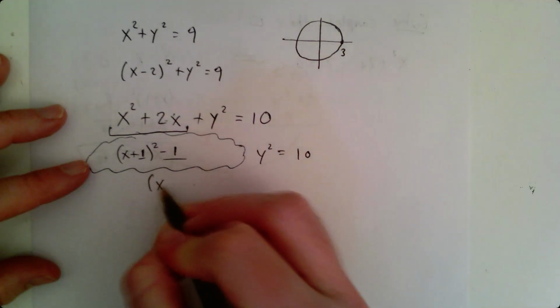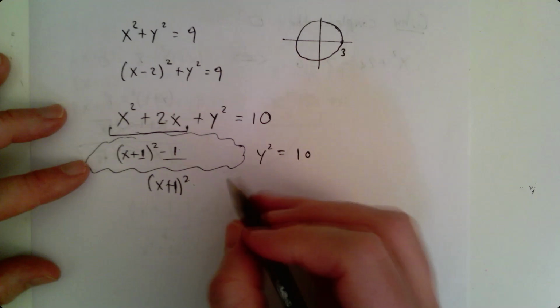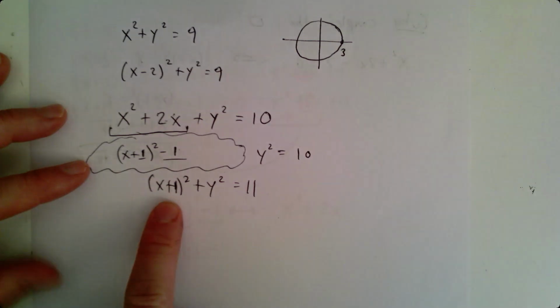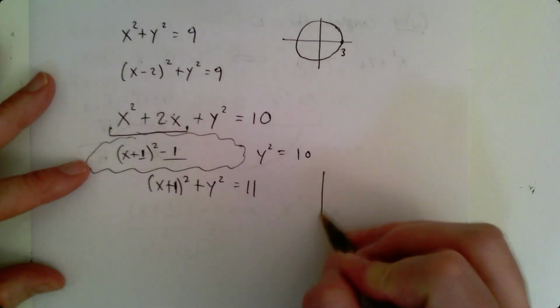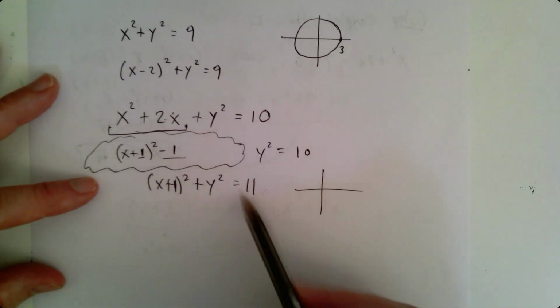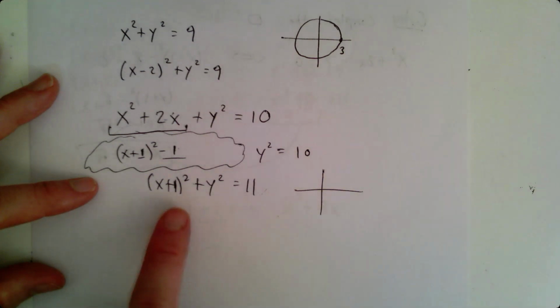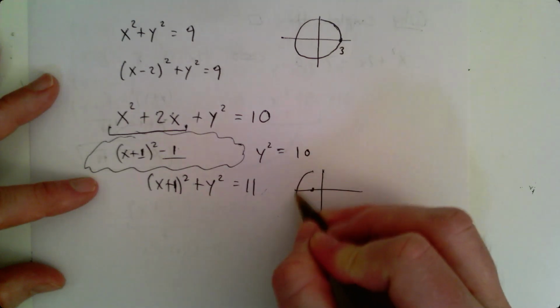So I'll keep the x plus 1 squared. I'll add 1 to both sides, giving me x plus 1 squared plus y squared equals 11. And now we know that this is a circle with a radius of square root of 11. That part's not important. But what is important is it's a circle that's centered at -1, 0. So we've shifted the circle left by 1.